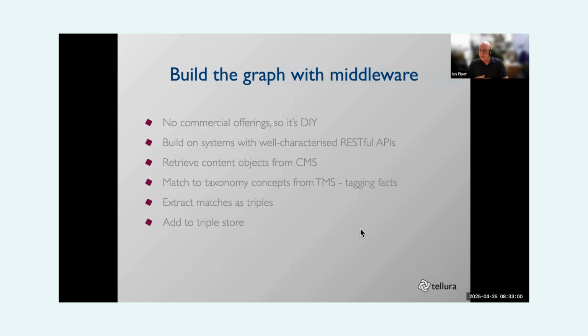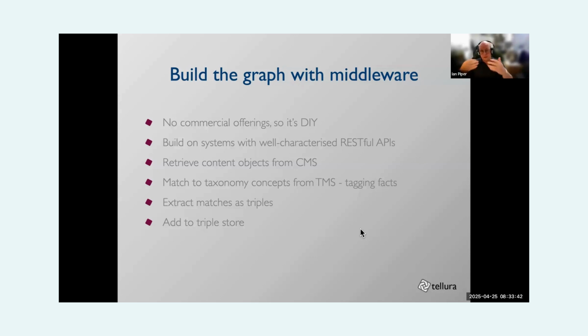And then you run a process to match those content objects to taxonomy concepts taken out of your taxonomy management system. And those are things that I call tagging facts. You've got a piece of content, you've got a taxonomy concept, and you've got a match between them. And that match is powered by your information model. So you've got content article has author, so and so. Content article has subject, taxonomy concept.